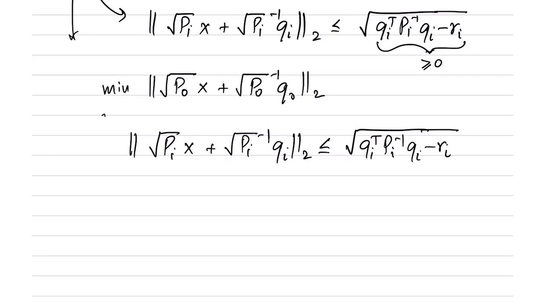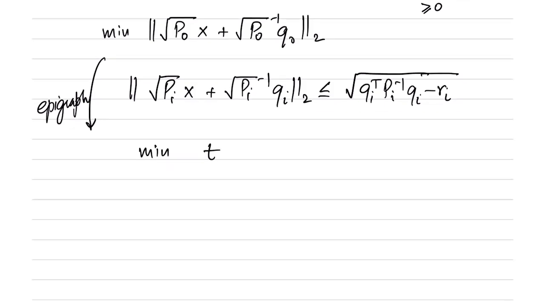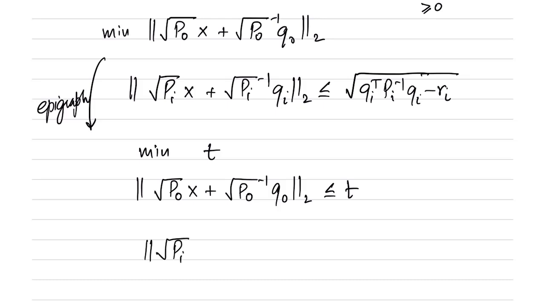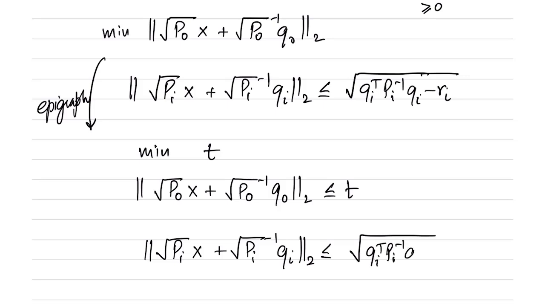And further we can again use the epigraph trick to write it as minimize over t subject to constraint norm of square root P0 x plus square root P0 inverse Q0 less than equal to t, and norm of square root Pi x plus square root Pi inverse Qi less than equal to this constant, which is square root of Qi transpose Pi inverse Qi minus Ri. So this is finally a required SOCP.